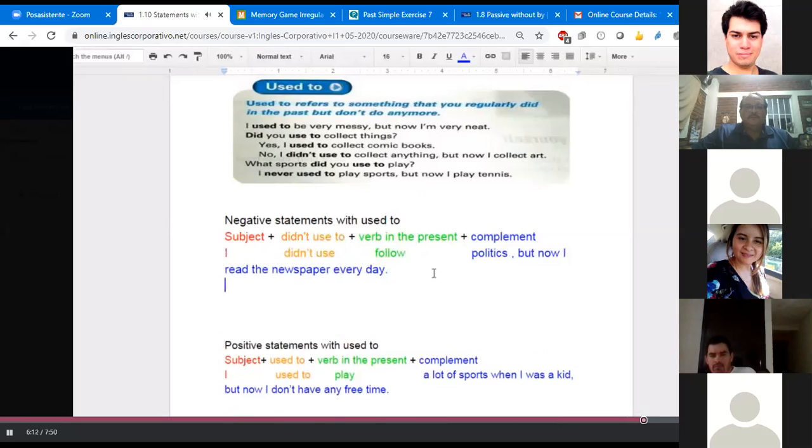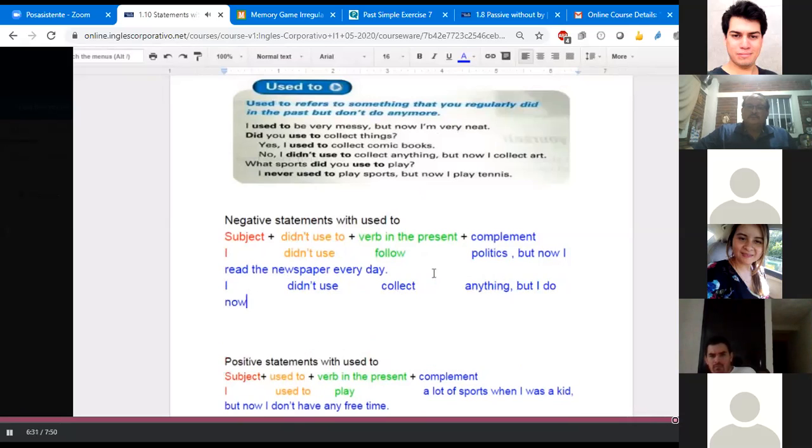Let me go ahead and give another example here. I'm gonna say, I didn't used to collect anything, but I do now. There we go.